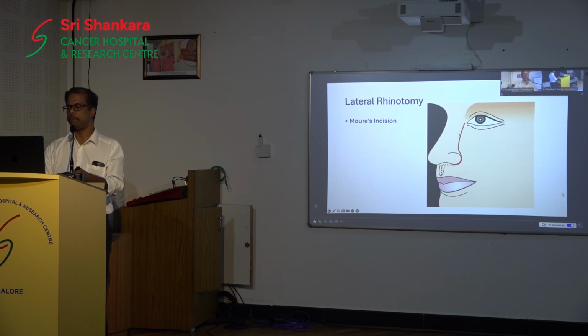The vertical limb is lateral to the nasal dorsum, and then coming around the ala, then transversely across the lip, and then to split the lip, turning down and split. This is the classically described Moore's incision. So we were finding problems with this incision, and we tried to modify it, and we have published it as a paper titled Aesthetic and Anatomical Basis of Modified Lateral Rhinotomy Approach.